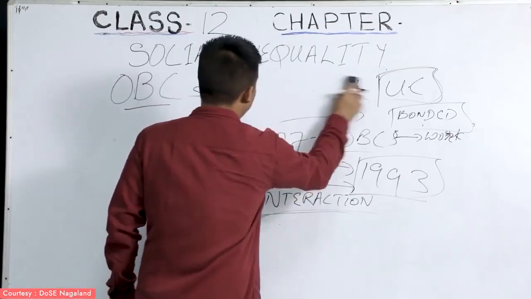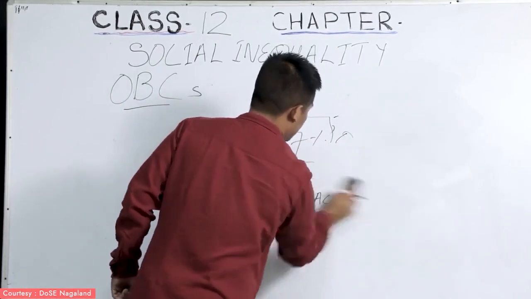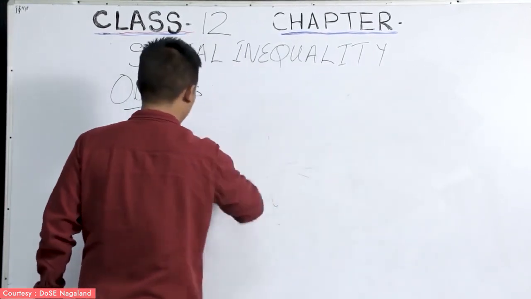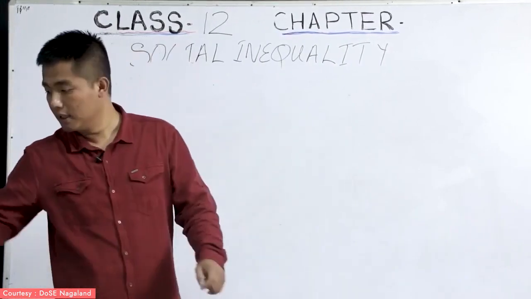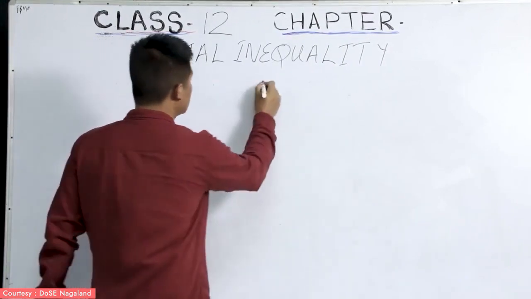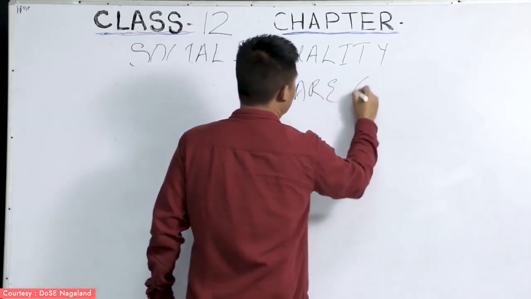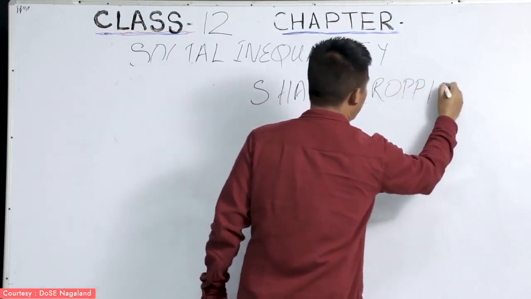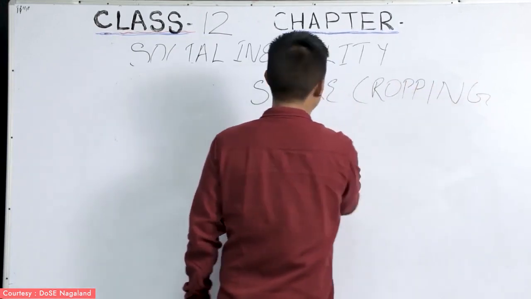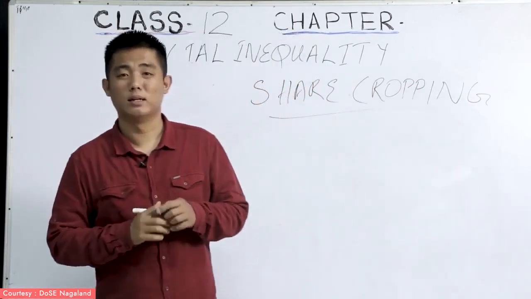Sharecropping, in the sense that the upper caste had the land of their own, but the lower caste did not have land of their own. And this was the reason why this practice, sharecropping, S-H-A-R-E, share, C-R-O-P-P-I-N-G, the concept of sharecropping came into being.